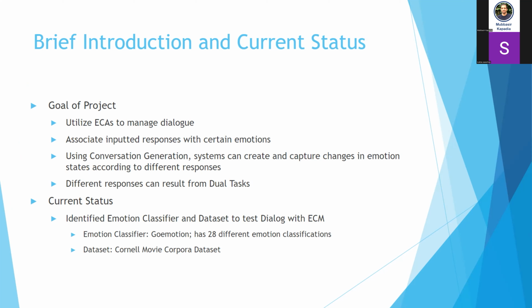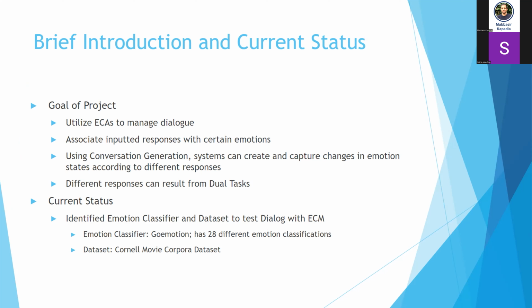After being able to do that, the next step would involve something called curriculum dual learning, which would be using dual tasks within the conversation generation to associate multiple emotions for each response, since for each response there's typically more than one emotion that can be associated at a time.